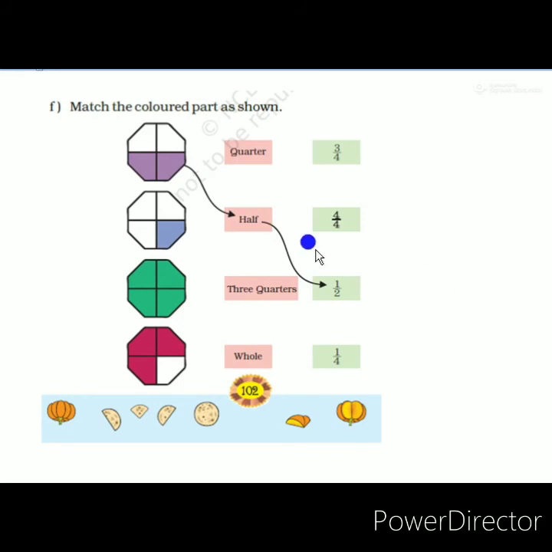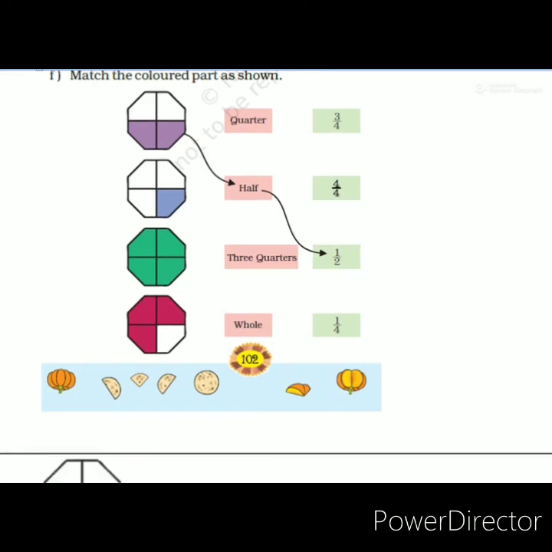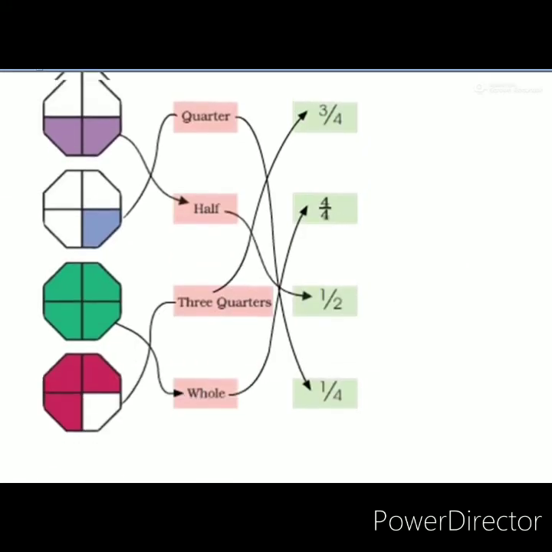In this way, the remaining 3 fractions we have to match. Now the second one is 4 equal parts. Out of that, 1 part colored. That means 1 part out of 4 is a quarter part. That means 1 by 4. So take the line from that picture to quarter, and from quarter to which fraction form is showing? 1 by 4. This is the second picture's match we have done.